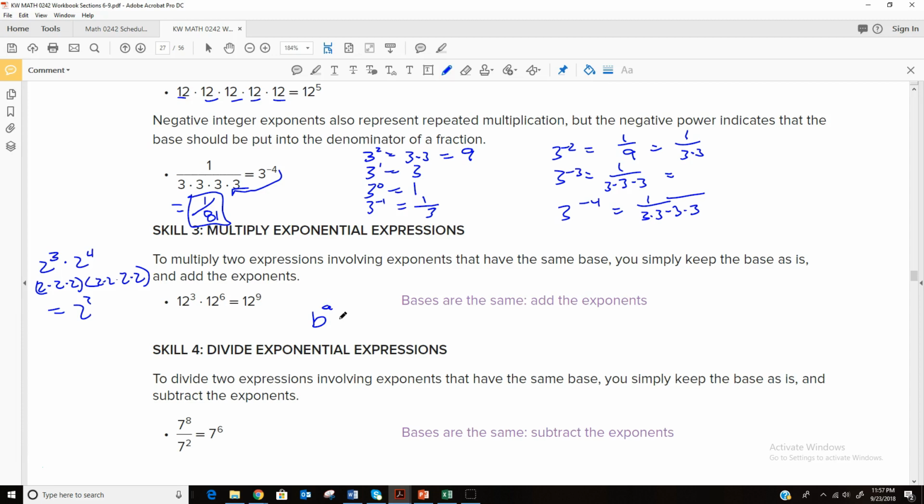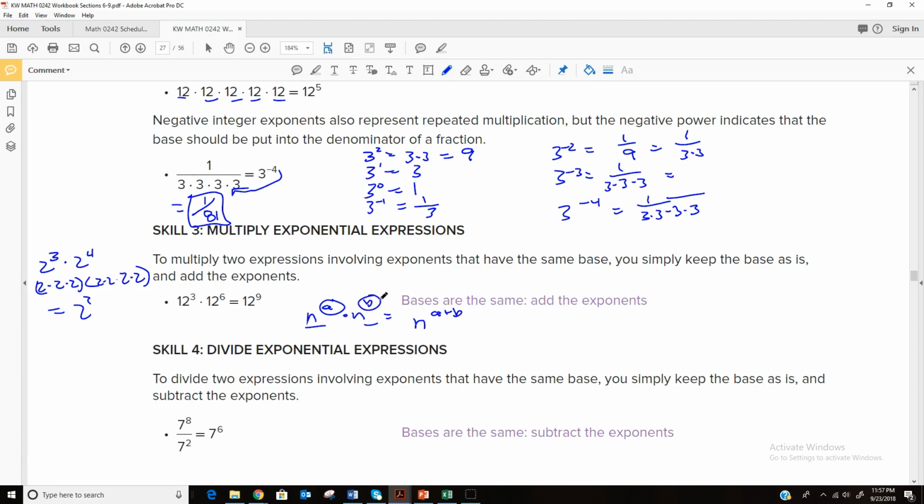So the rule is that we just take whatever the base is. So b to the a, let me use a different letter than b. Let's use an n. So if we have n to the a times n to the b, then that's going to equal n to the a plus b. Whatever that base is, if it's the same, we could just rewrite it and add those powers for the top.